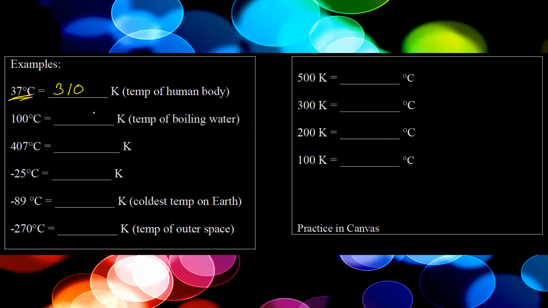310. Okay, sounds good. 100 degrees Celsius when I add 273 is 373. So the human body is 310, or sorry, there's no degrees, just 310 Kelvins. Water boils at 373 Kelvins. What about something super hot, something at 407 degrees Celsius?